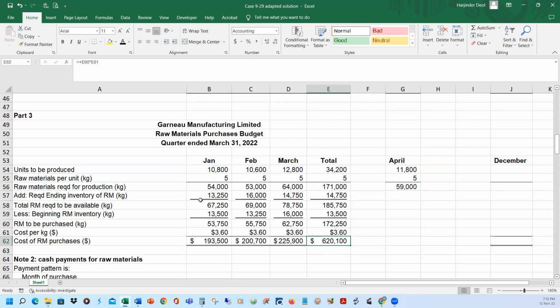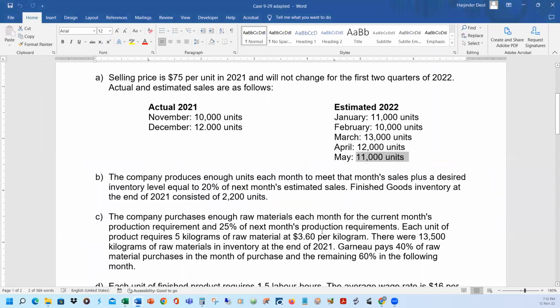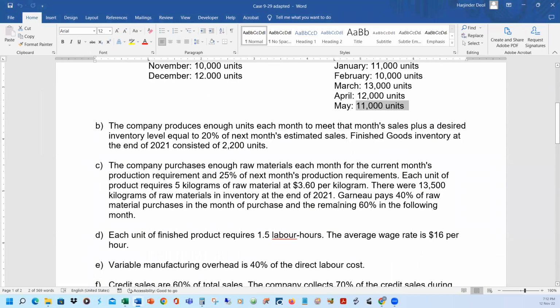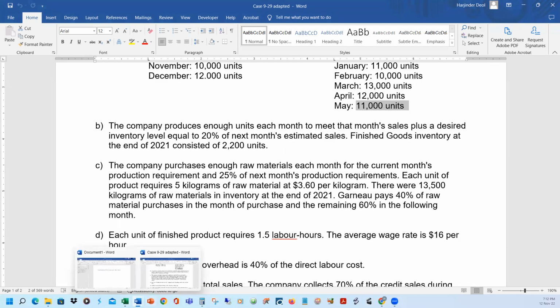Once we have determined our raw materials purchases budget, then the next thing that I suggest you do is determine what is the dollar amount that you'll be paying for such purchase. Because usually there are credit terms. So over here, we're told Garneau pays 40% of the raw material purchases in the month of purchase and the remaining 60% in the following month. So the implication is that there is no early payment discount. We pay 40% of the purchases in the month and then the remaining 60% in the following month.